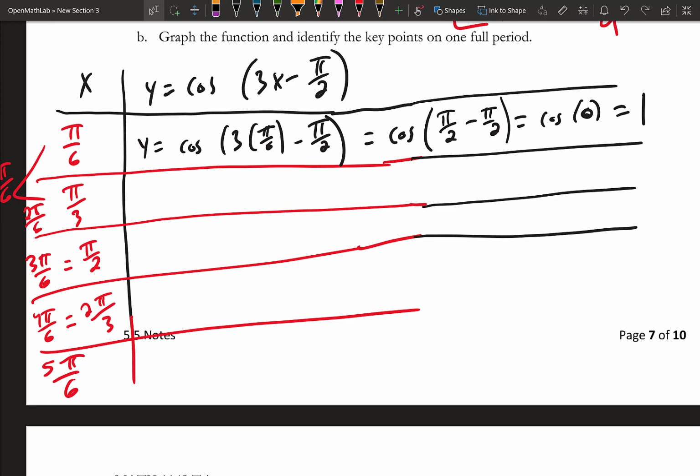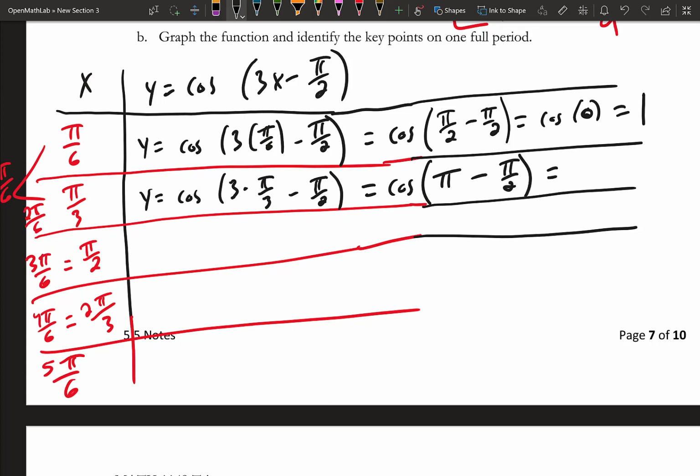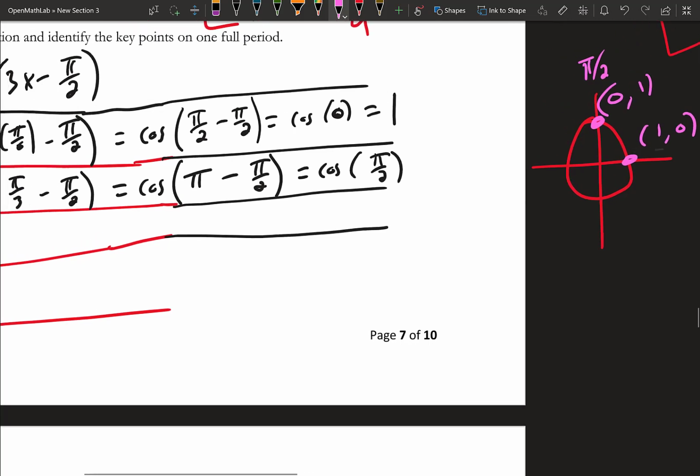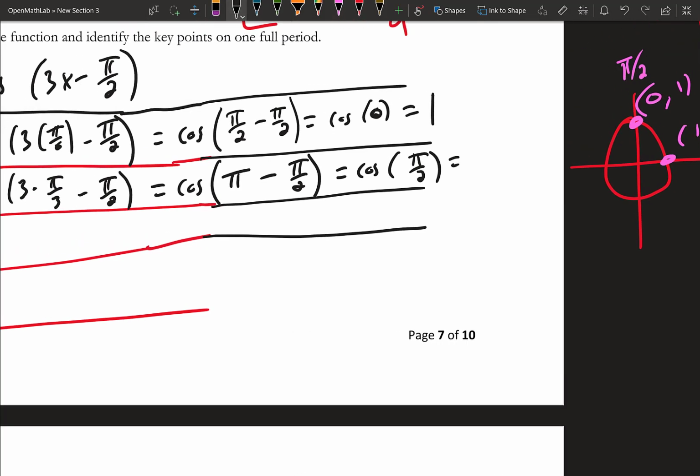It'd equal 1. So then next we would have y equals cosine of 3 times pi over 3 minus pi over 2. So this would equal cosine of, 3 times pi over 3 would be 1 pi, right? So we'd have pi minus pi over 2. So you have 1 pi minus a half a pi, so that's just cosine of pi over 2. Right, cosine of pi over 2 would be here. This is pi over 2. That's the coordinate 0, 1. So the x-coordinate is 0, so that's what the cosine is equal to. So this would be equal to 0.